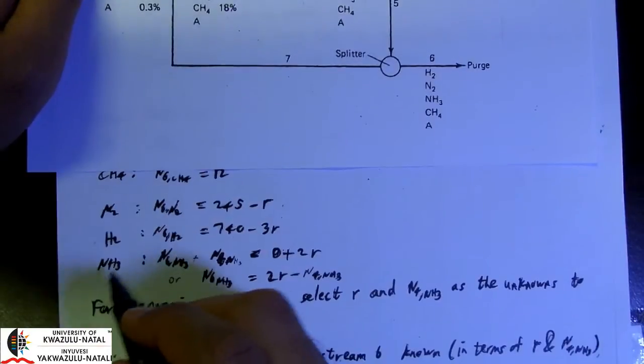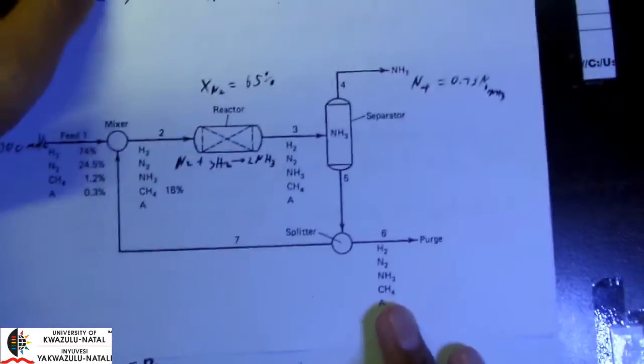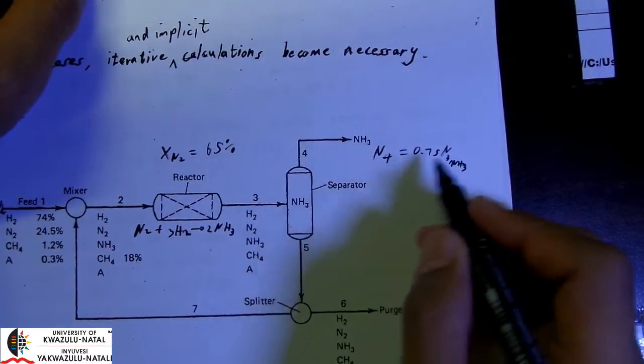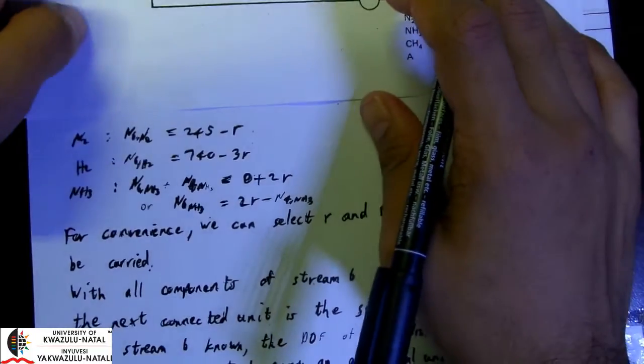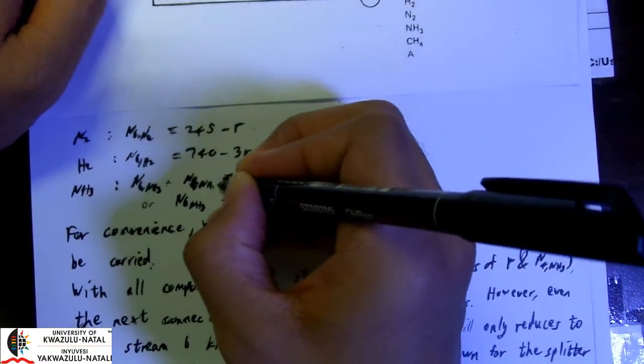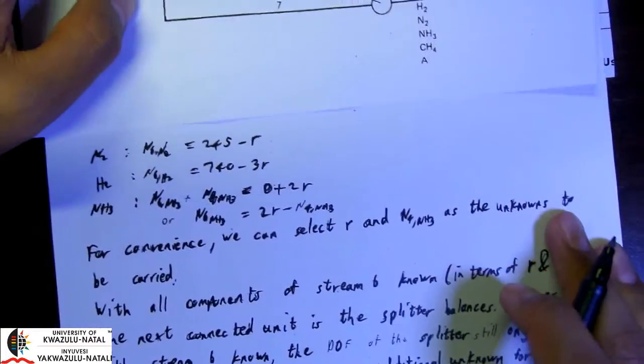And finally, for ammonia or NH3, we have our output in stream 4 as well as stream 6. Okay, so N6 of NH3 plus N4 of NH3. I apologize for my bad writing.